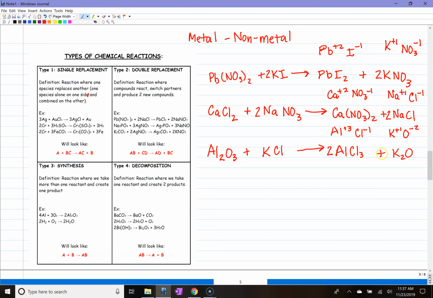If one thing doesn't work, then look and see if you can figure something else out that'll work. And so I would have to put a 3 to balance out oxygen, which is going to give me 6 potassiums, 6 chlorines, and so I would need a 6 in front of KCl.